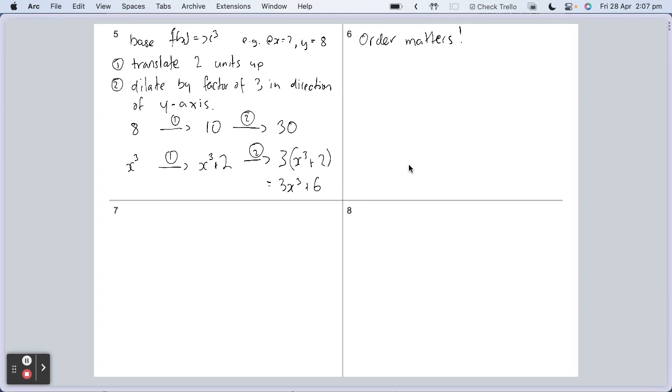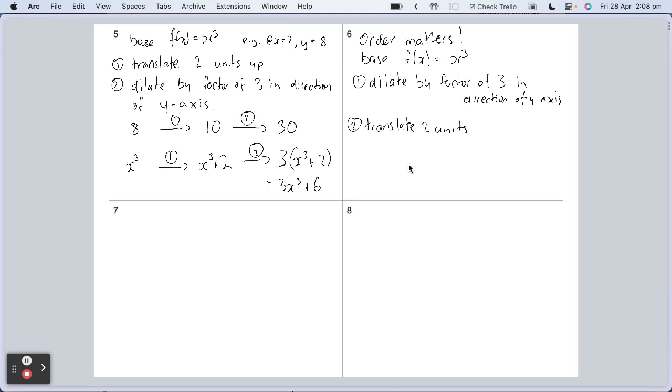So, number 1. From the base graph of f of x equals x cubed, I am going to, number 1, dilate by a factor of 3 in direction of the y-axis. I hate dilations, they're the hardest to write out. Number 2, I'm going to translate 2 units up. So we agree it's the same 2 steps but reversed.